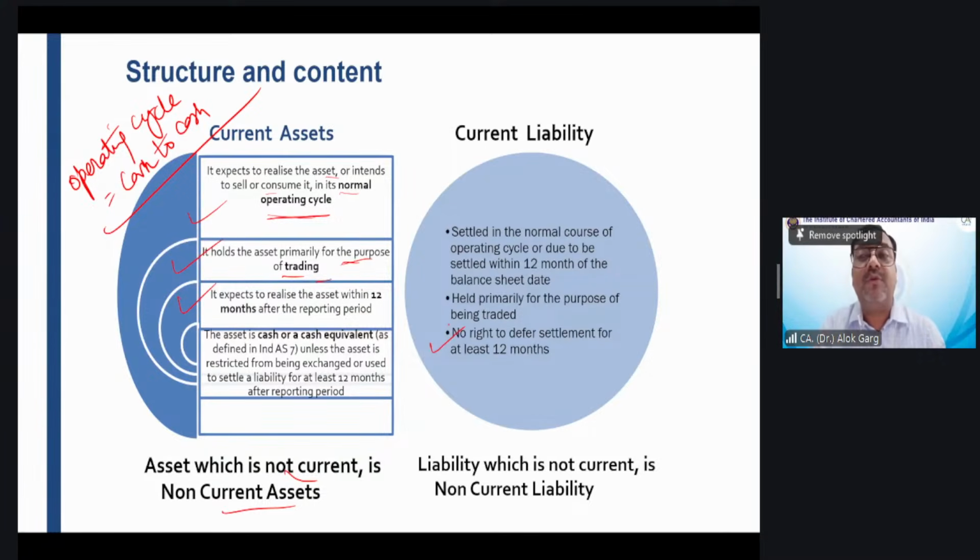If the customer comes tomorrow for surrendering the electricity connection, they can show it as a current liability. Okay. Right.